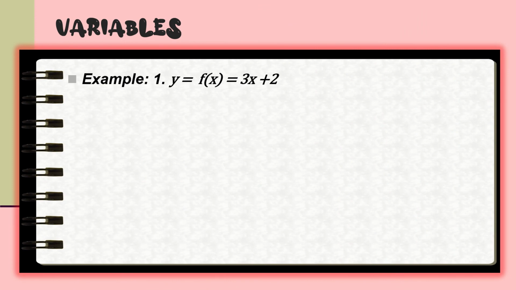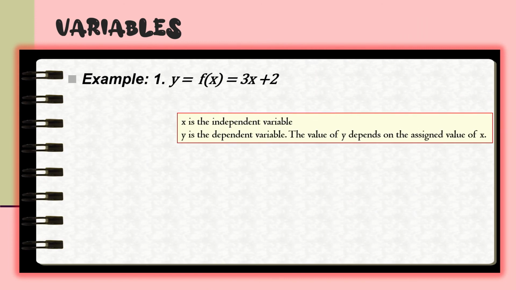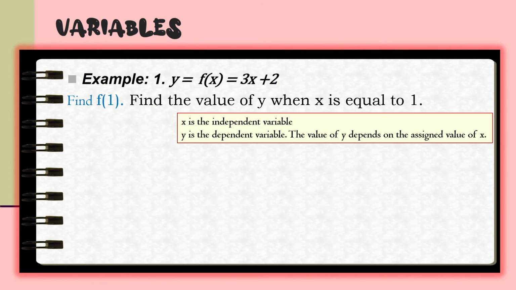Let us have this example. y equals f of x equals 3x plus 2. In here, the dependent variable is y and the independent variable is x. For this example, y is the dependent variable. Yung value niya nakadepende sa value ni x. While our independent variable is x because si x pwede siyang magkaroon ng iba-ibang values to get the value of our dependent variable y. So for example, find the value of y if x is 1.